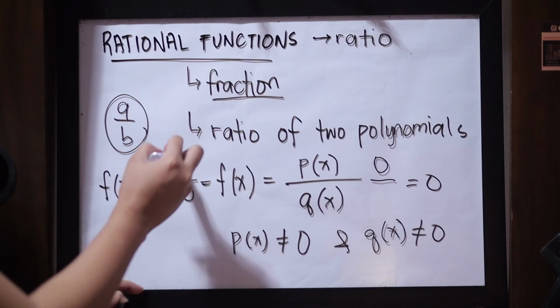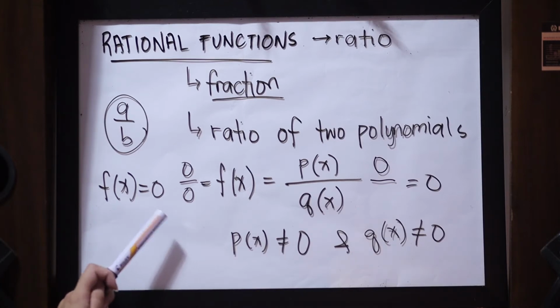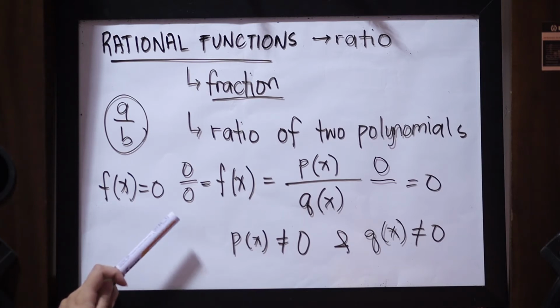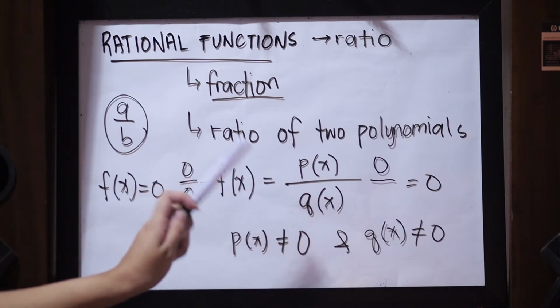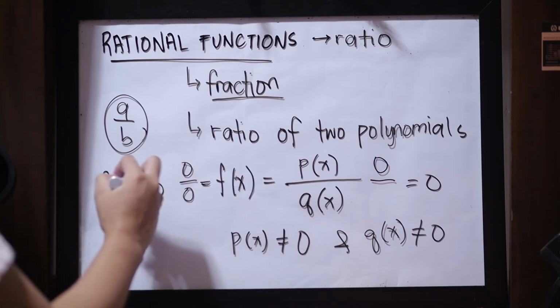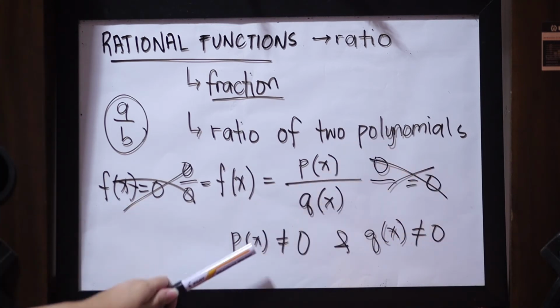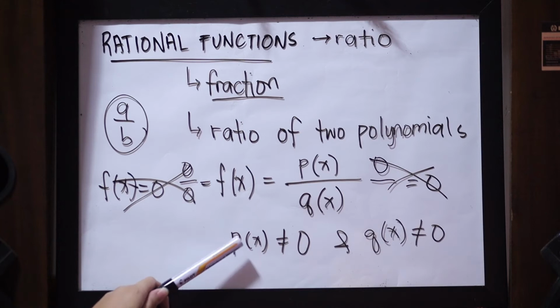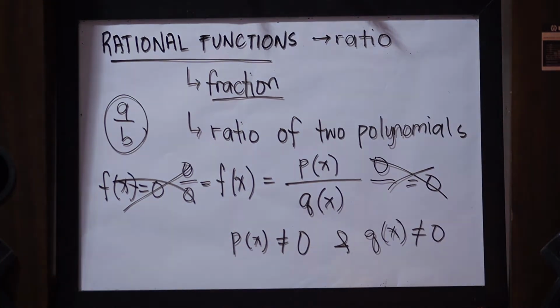Hindi din pwedeng 0 over 0 kasi yung 0 over 0 naman is indefinite, which is hindi din pwede. Kaya, basta hindi pwedeng ang maging function mo ay 0 or indefinite or undefined. Kailangan laging siyang in the form of fraction. So, hindi pwede itong mga ito. Kaya, nire-restrict natin na yung polynomial na ilalagay nyo sa numerator and sa denominator should not be equal to 0.